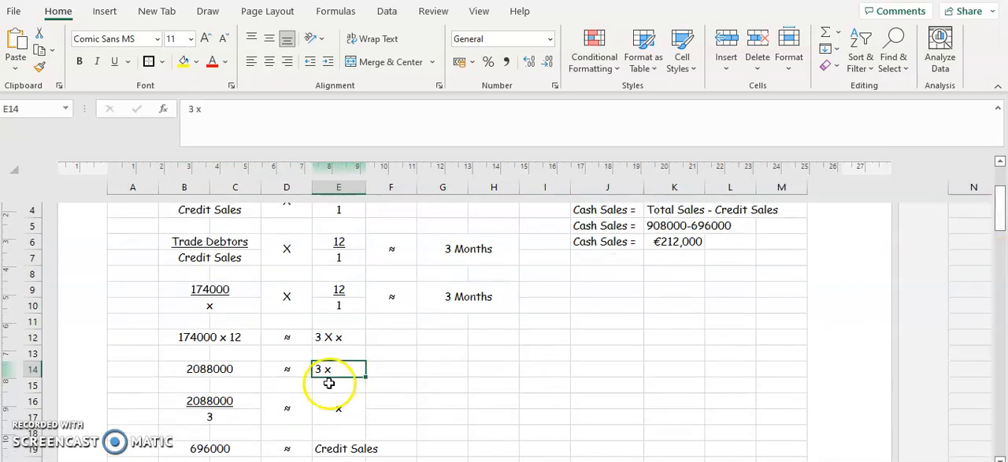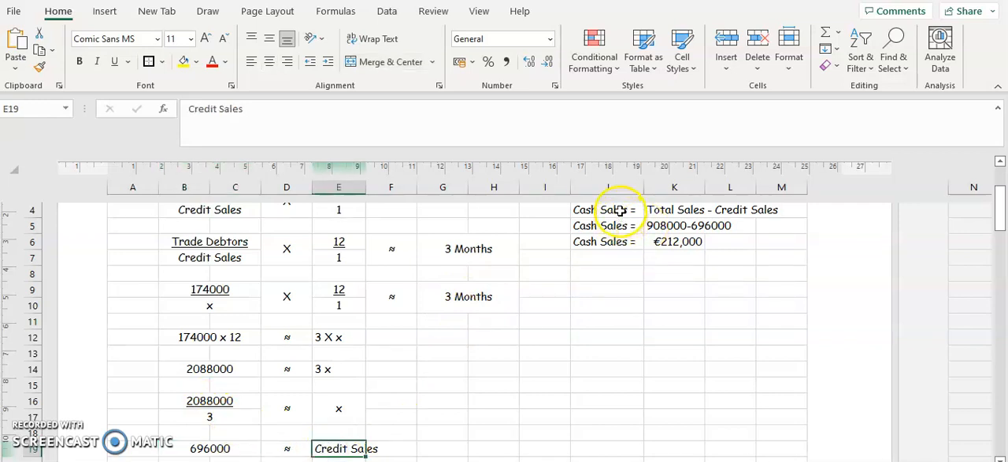So now you want to find out what X is. Remember, your X is your credit sales. So we're going to bring the 3 back over the equals sign. So it's multiplication, this sign is now going to become division. So 2,088,000 divided by 3 is equal to X. So your X is equal to 696,000. So a little bit of maths involved in this. All we're trying to do, just remember, if we're getting rid of it here, we're bringing the X across. So it's going to be 3 times X, and then we're going to bring it back. That's going to be division.